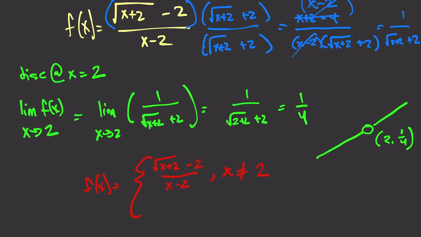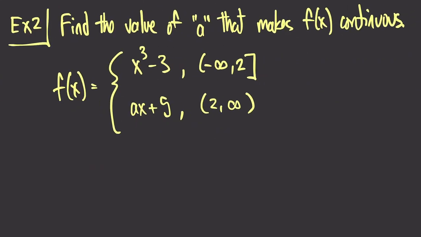Okay, so now what we're going to do is create a point that fills that hole. So that's going to be 1/4 when x equals 2. All of that work to come up with this piecewise function. Okay, that's one of the more challenging ones you'll probably see. Let's move on. Let's review finding the value of a that makes f of x continuous.